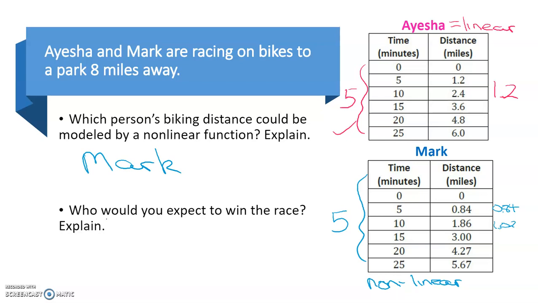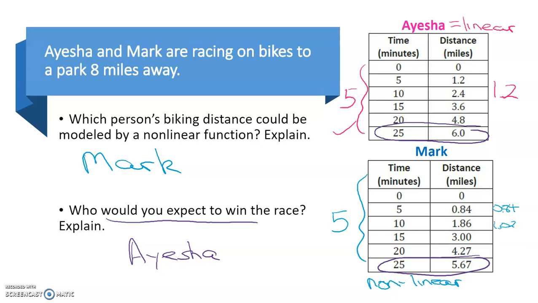Then it asks us, who would we expect to win the race? Now we can't be positively certain who would win, but having a look at the data, we can see that Aisha travels 6 miles in her 25 minutes, whereas Mark only travels 5.67 miles in 25 minutes. So based on that alone, we could conclude that Aisha would win the race.